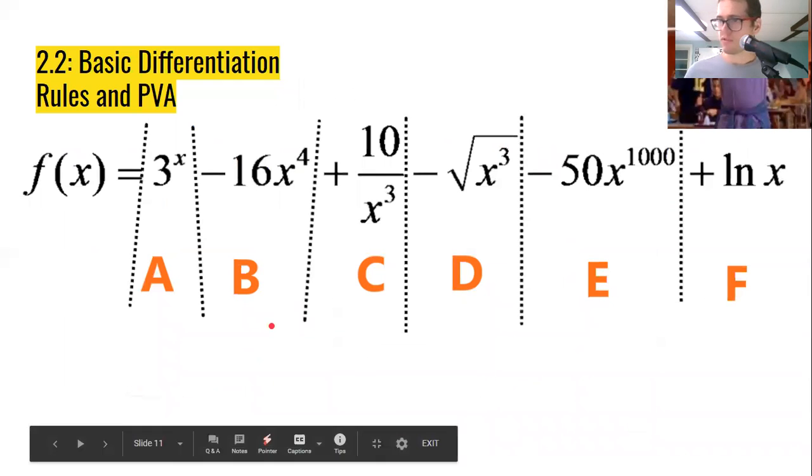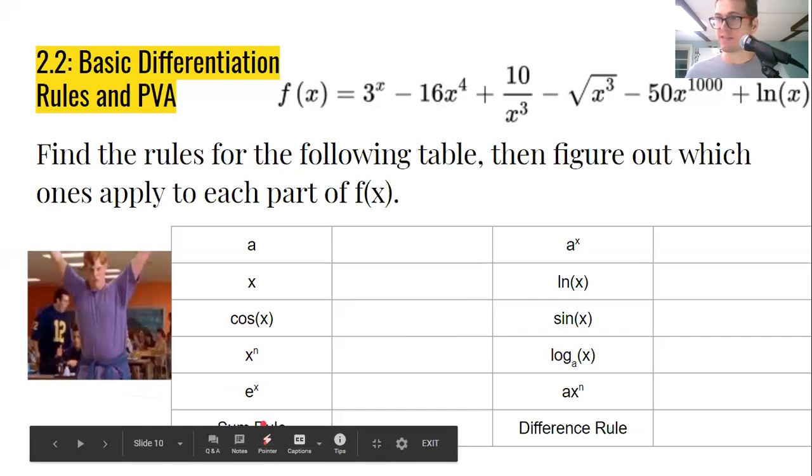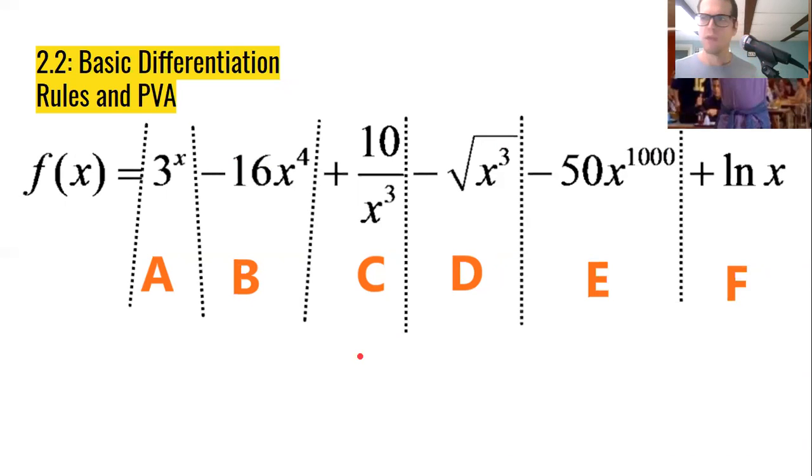One of these rules is the sum rule. What that means, the sum and difference rule, is that when I have a function that's really made up of a bunch of smaller pieces, I can break up that function, find the derivative of each one separately, and then put it back together. And that's what I want you to do here.